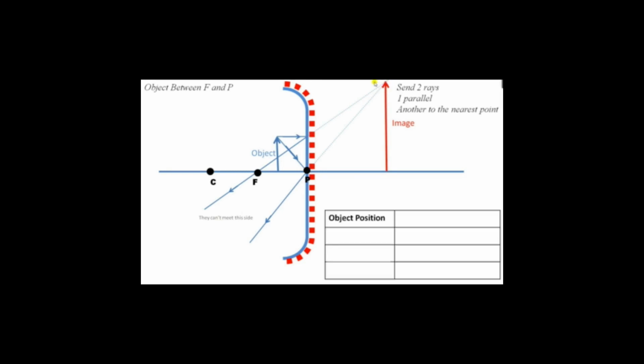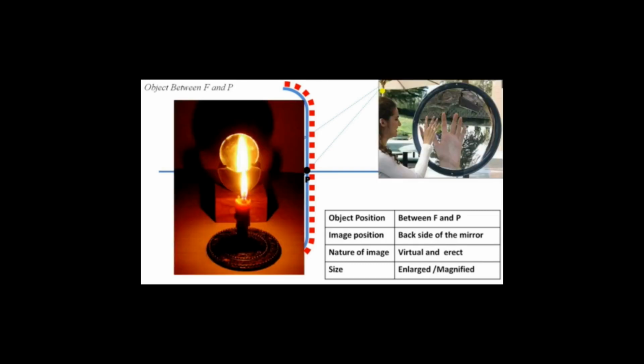So now let's see, object position is between F and P, image position I'll say back side of the mirror, and nature of the image, this time it is different, it is erect, and erect is always virtual, so that is virtual and erect. Size is enlarged or magnified. So these are the examples.